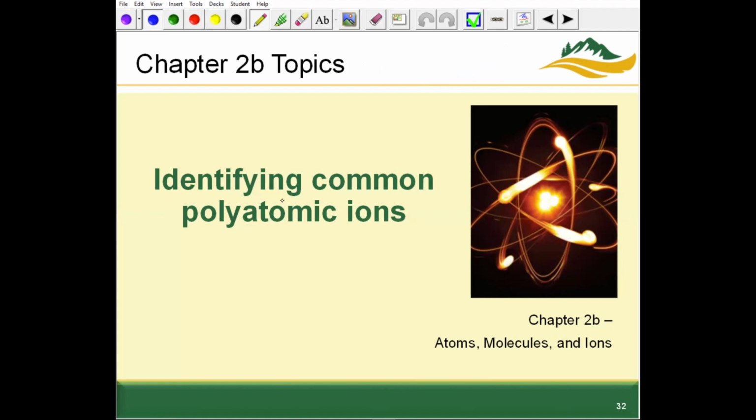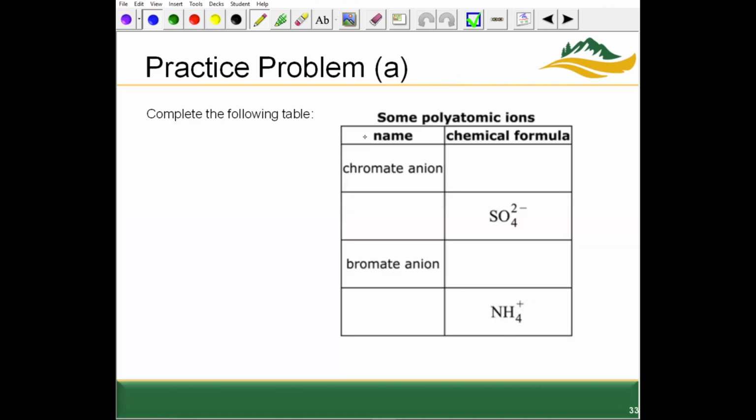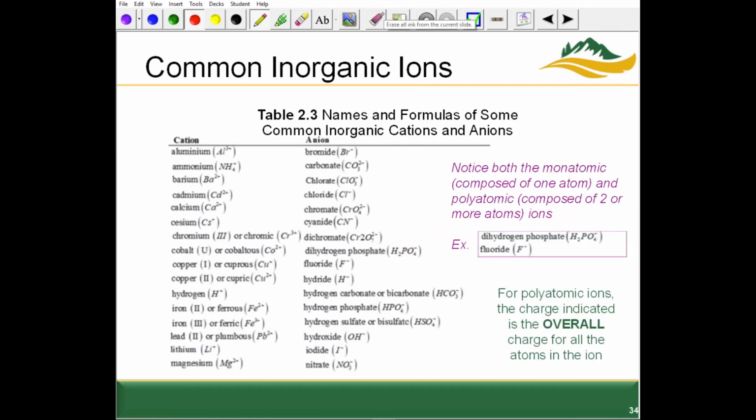The next topic now, identifying common polyatomic ions, where it gets a little bit trickier. So we're going to complete the following table. We're told the name of the polyatomic ion, and then we're going to either fill in that or the chemical formula. When these polyatomic ions are bonded to another ion, that's when things get more tricky. But here we're just identifying the name or the chemical formula. So for this kind of problem, we can just look at the table and then fill in these different blanks here. Now the table I'm referring to is table 2.3.